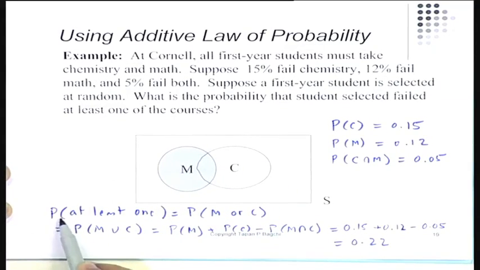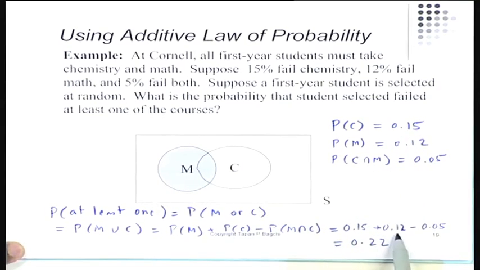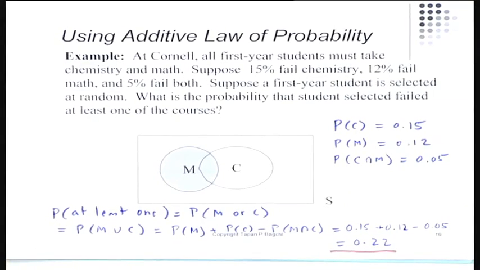I write this formula there. At least one really means either in math or in chemistry, of course, or in both. So I do this union, math union chemistry. I end up with the probability of math plus the probability of chemistry minus the probability of M intersection C. And I can find this because these numbers are given there. I find 0.15 plus 0.12 minus 0.05, and the answer turns out to be 0.22. That is the probability that the student would have failed in at least one of the two courses. He could have failed in both, and that's also counted within this. So this is how I calculate unions.